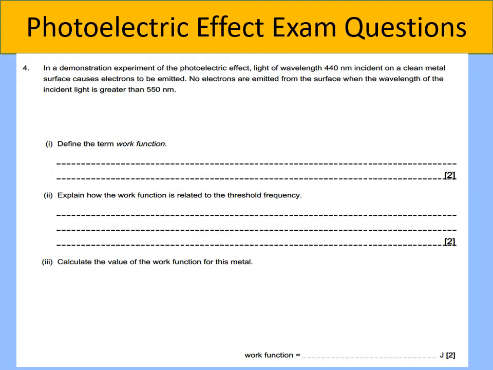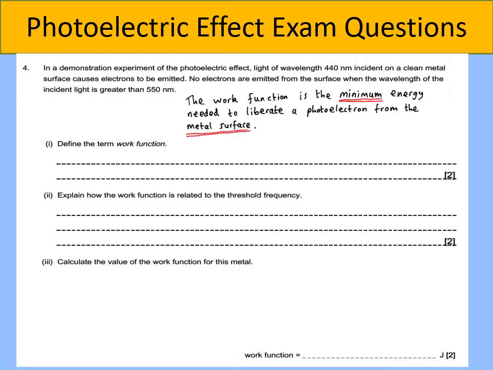Question number 4. In a demonstration experiment of the photoelectric effect, light of wavelength 440 nanometers incident on a clean metal surface causes electrons to be emitted. No electrons are emitted from the surface when the wavelength of the incident light is greater than 550 nanometers. The first question, define the term work function, comes up quite a lot. You must know it. It's not always worth 2 marks. I've seen it worth 1 mark as well. But if they ask you to define it, you must cover these points regardless.